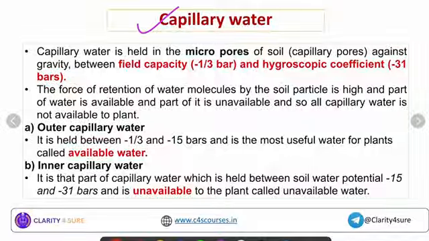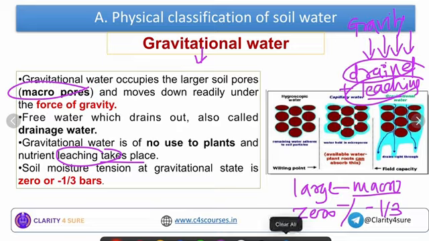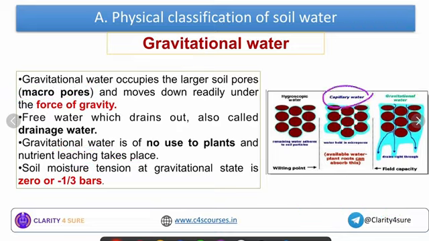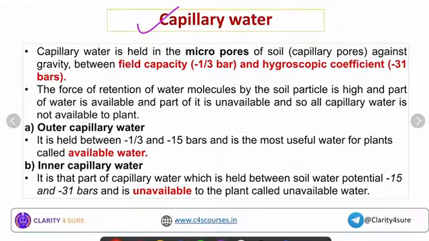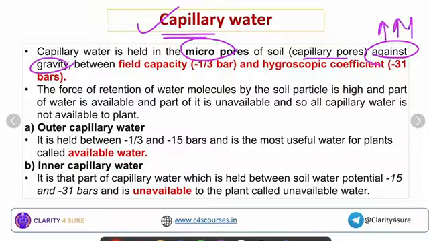The next one is the capillary water. Capillary water is held in the micropores, that is the small pores, and is available for the plant because it is held for a longer period by the soil particles. So what is capillary water? Capillary water is held in the micropores by capillary force against gravity. What does against gravity mean? It means that it can move even upward.